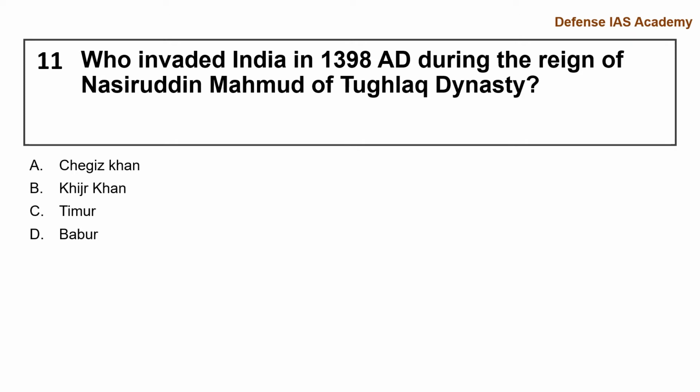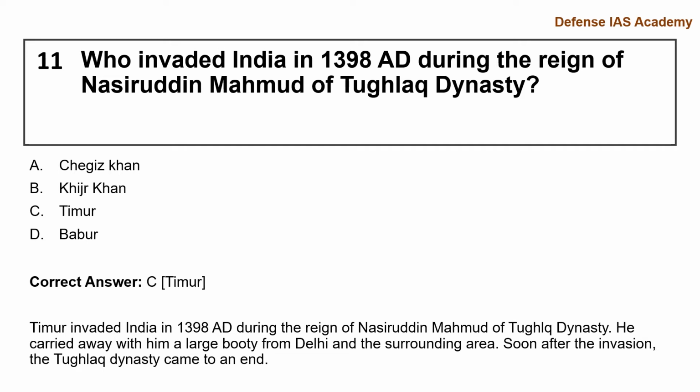Question number 11. Who invaded India in 1398 AD during the reign of Nasruddin Mahmud of the Tughlaq dynasty? The correct answer is option C, Timur. Timur invaded India in 1398 AD during the reign of Nasruddin Mahmud of the Tughlaq dynasty. He carried away with him a large booty from Delhi and the surrounding area. Soon after the invasion, the Tughlaq dynasty came to an end.